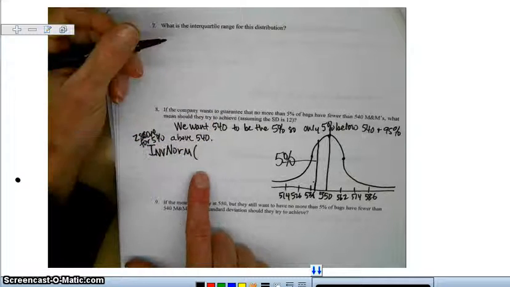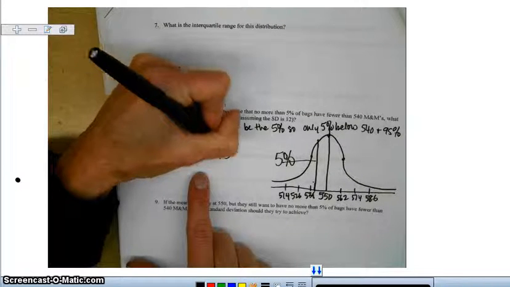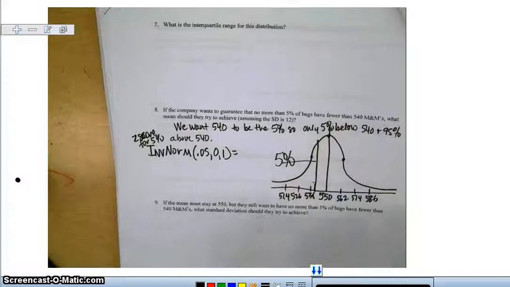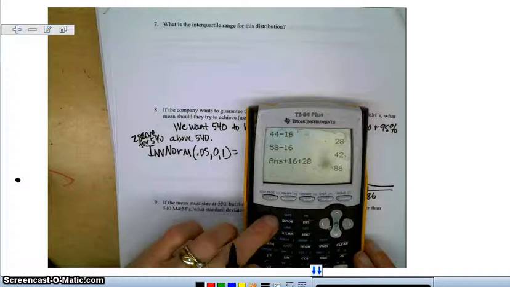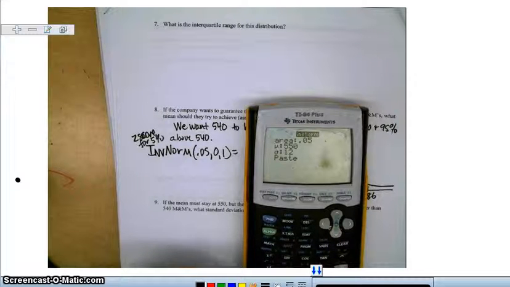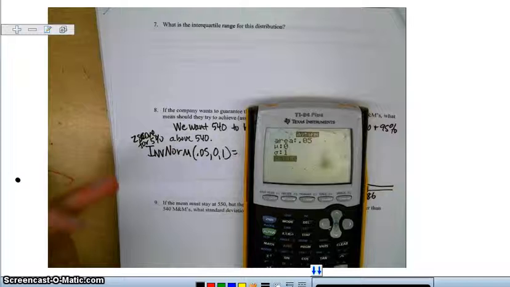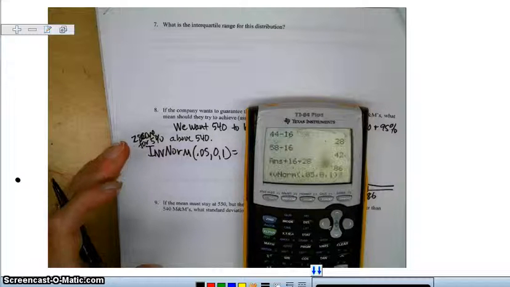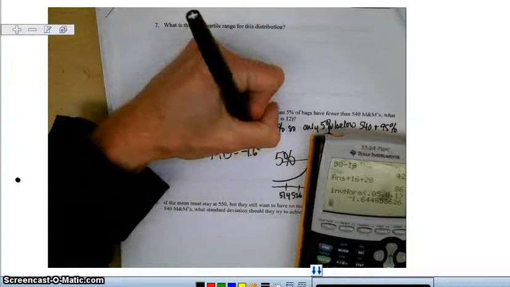Okay, the area to the left is 0.05, and then leave our mean at 0 and our standard deviation at 1. And that will just give us a z-score. If we leave our mean and standard deviation at 0 and 1, then we will just get a z-score. So inverse norm, 0.05, I'm going to leave the mean at 0 and the standard deviation at 1 because we're changing the mean and standard deviation, so we can't use the 550 and 12 anymore. So the z-score is negative 1.64.